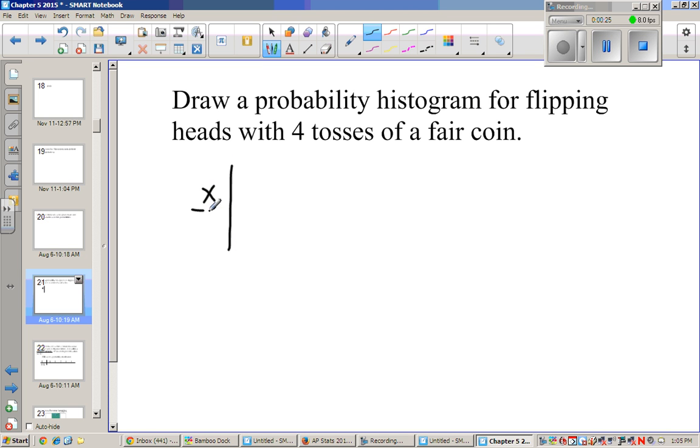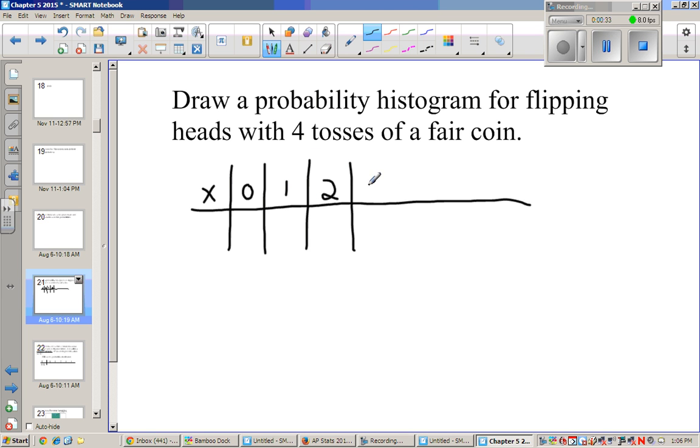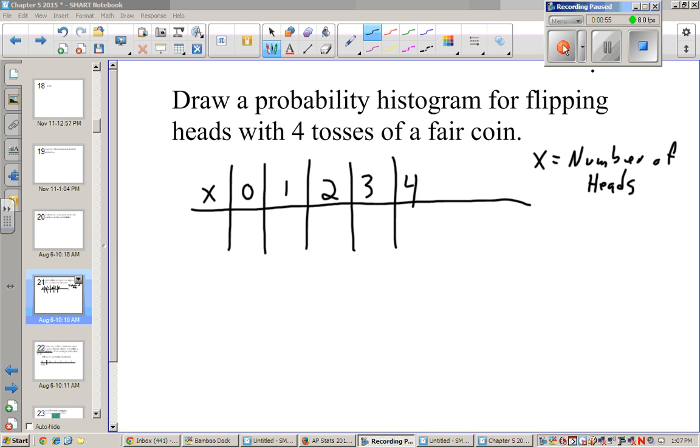So, if I flip it four times, I could get a 0, a 1, a 2, a 3, and a 4. Those are all the possible values I can get for flipping coins. That's the x, and again, I should define this. That's the number of heads. Well, I could make a probability.